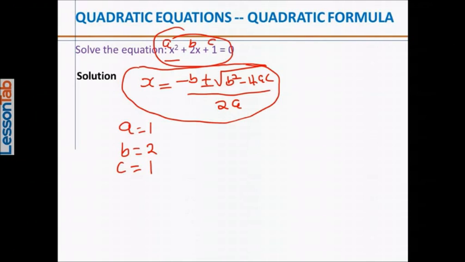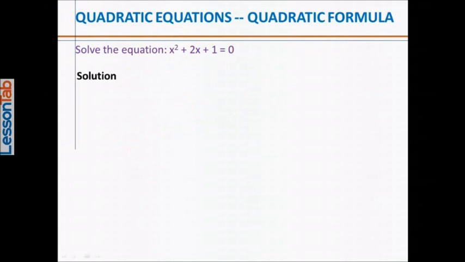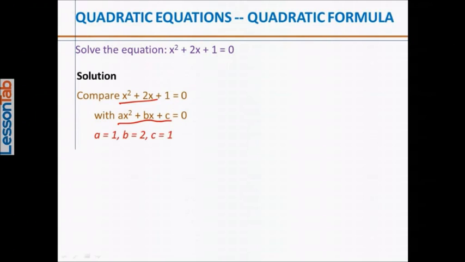Then once we know that, we can now begin to plug in this a, b and c into this quadratic formula. Now let's see how we do that in a more organized version. So first, let's compare the quadratic equation that we're given to the standard, the generic quadratic equation. From this, we see that a is equal to 1, b is equal to 2, and c is equal to 1.